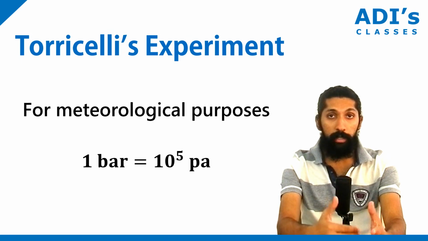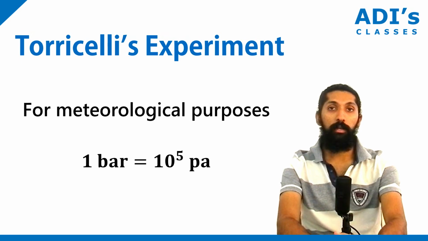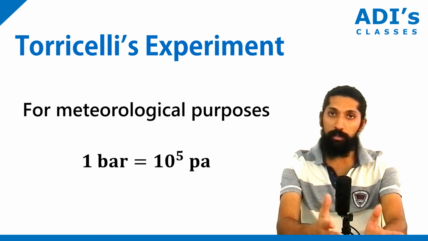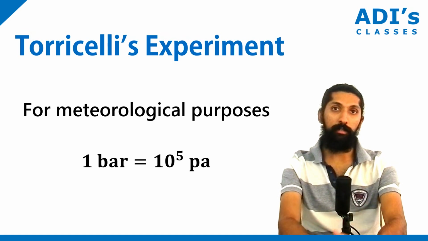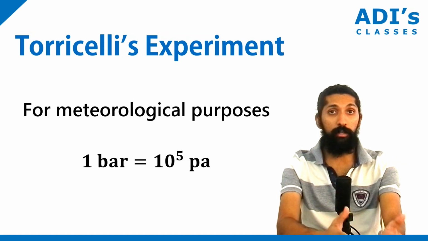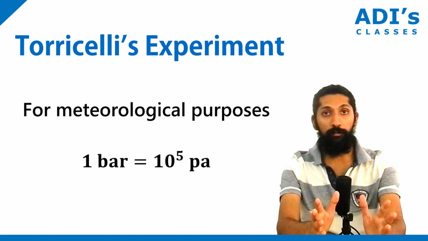Understood? So, meteorologically, we use bar. For medicine purposes, we use mmHg. For the SI system, we use Pascal. Alright, these are different units of pressure.